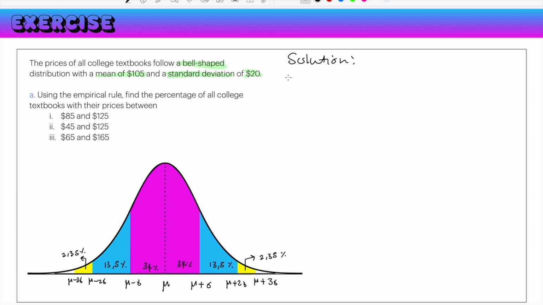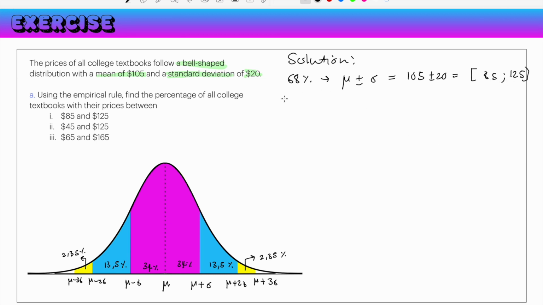3 proportions or percentages. So let's start off with the 68% proportion. This is where the data lies 1 standard deviation away from the mean. So we have your mu plus minus sigma, right? And then this should give you $105 plus minus $20, right? This equals, if you put this into your calculator, $85 and $125. So what this essentially means is that 68% of the data lies between $85 and $125. So basically, 68% of the textbooks that cost between $85 to $125 are in this price range.